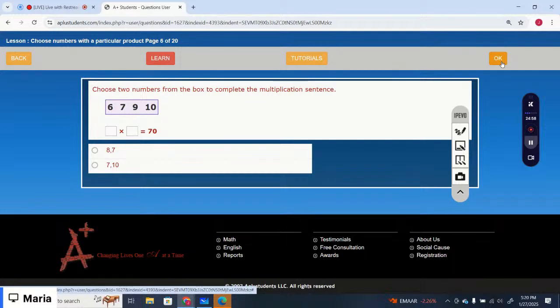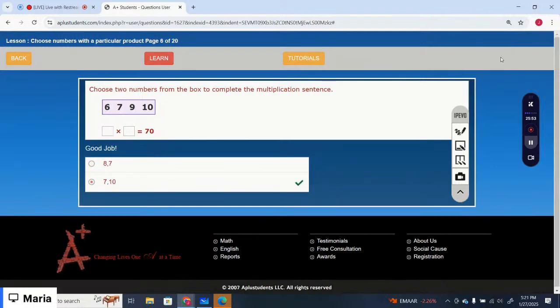Choose two numbers from the box to complete the multiplication sentence. That is 7 times 10 is 70. Option number 2 is the correct option.